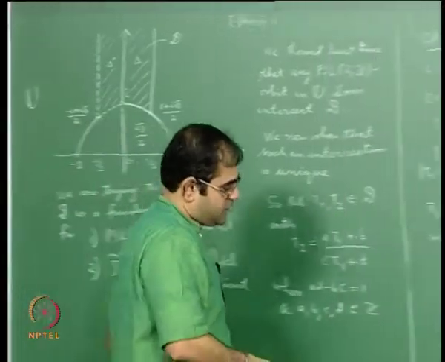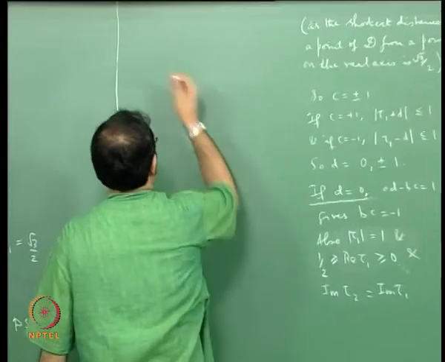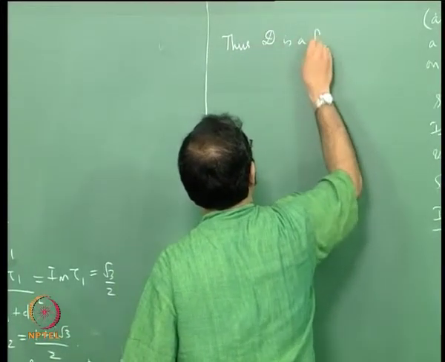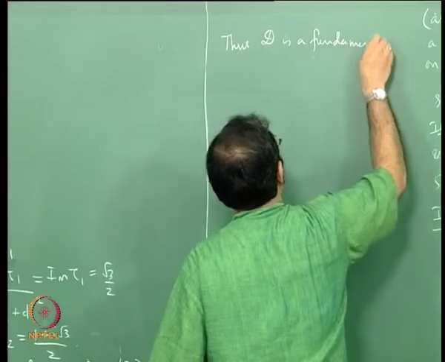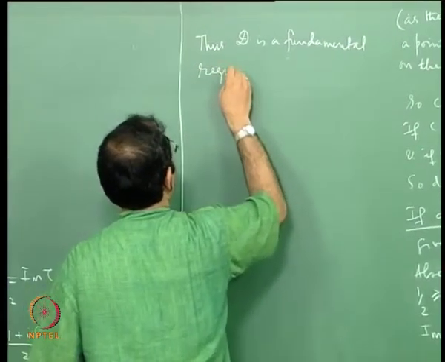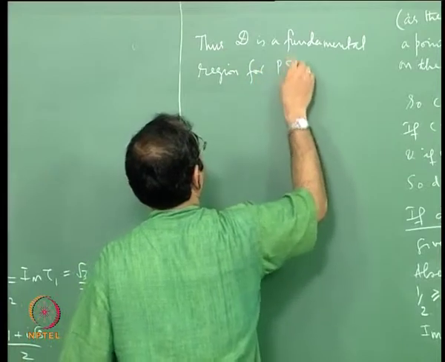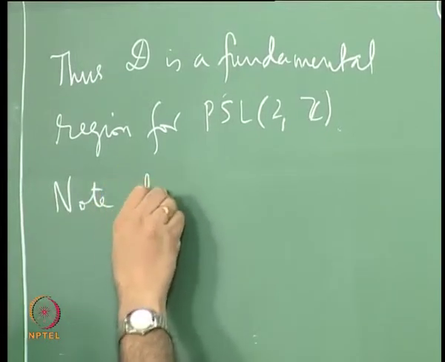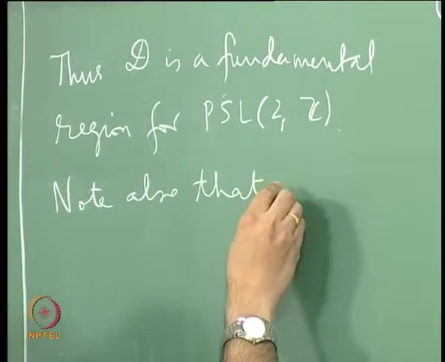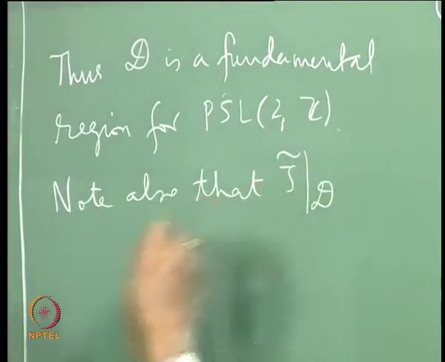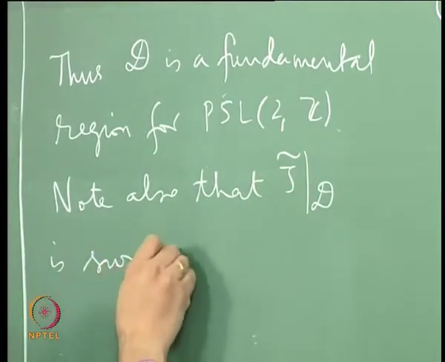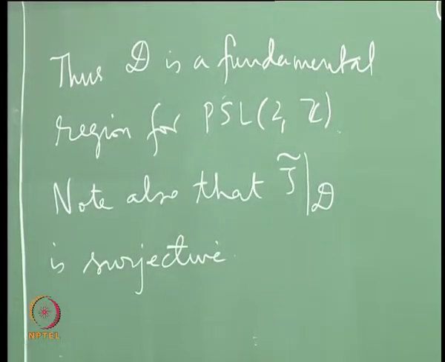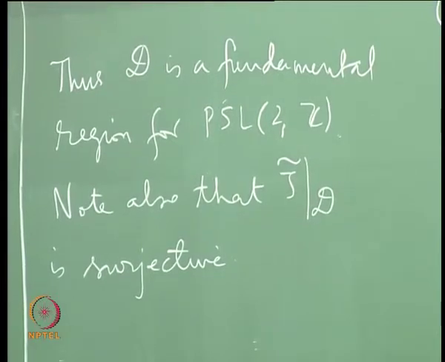So let me write this down. Thus script D is a fundamental region for PSL2Z. Note also that J tilde restricted to script D is surjective. See, we have to prove that script D is a fundamental region for J tilde, so you have to show J tilde restricted to script D is both injective and surjective.